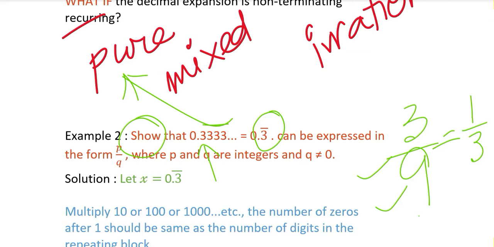How do we show this currently? Now for 1 mark questions we will use the shortcut, and for more than 1 mark we are going to use this technique. Now what is this technique of solving this?